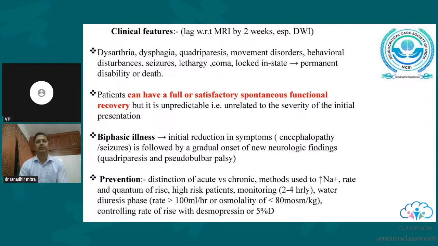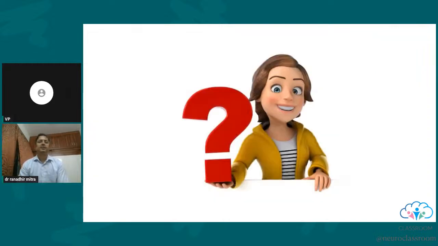Prevention is that you have to know what you are correcting, whether it is an acute hyponatremia or a chronic hyponatremia, and then you have to check the correction, like I've already said. So I think this brings me to the end of the discussion. If you want to ask, I'm open to questions right now.